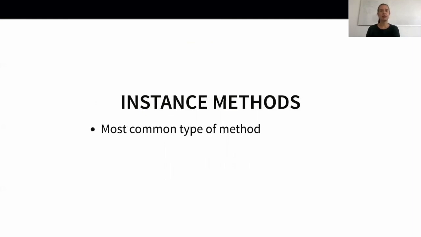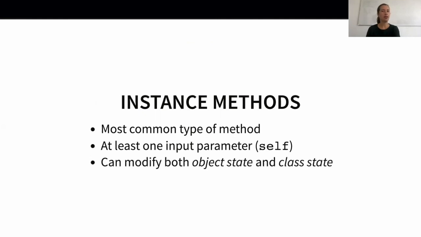They take at least the parameter self as an input, which points towards an instance of the class when the method is called. An instance method can modify object state using the self parameter and class state indirectly using the self.__class__ parameter.